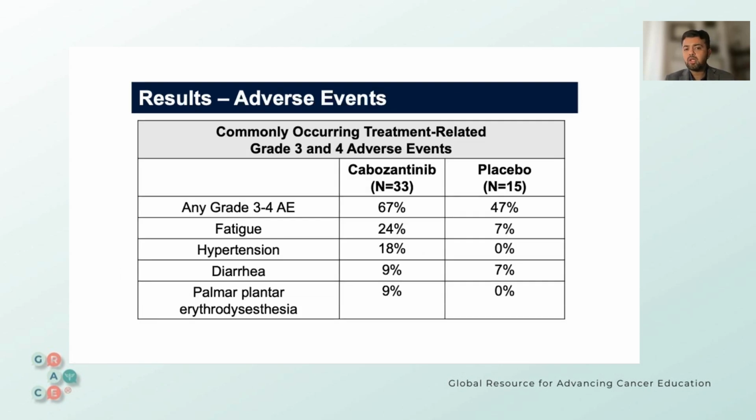For adverse events, overall any grade 3 or 4 was around 67%, with the majority being patients having fatigue, hypertension, diarrhea, and palmar-plantar erythrodysesthesia, which can lead to some sensory problems and sometimes a rash as well. More important to highlight here was also hypertension compared to placebo, because cabozantinib is a tyrosine kinase inhibitor. It's a tablet which leads to higher blood pressure as well. Therefore, blood pressure monitoring is very essential when cabozantinib is given.